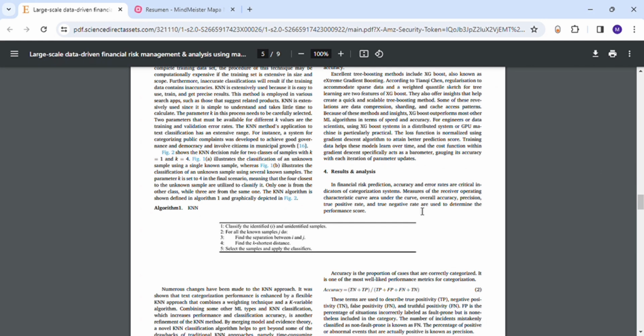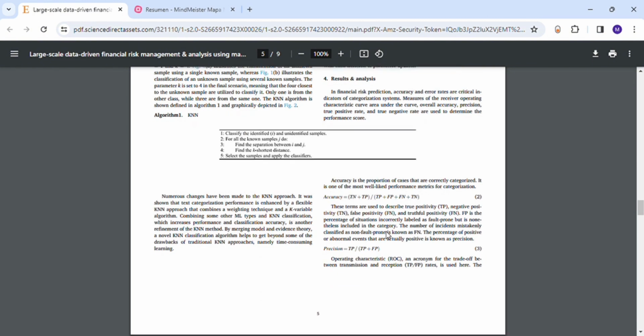Okay, results and analysis. In financial risk prediction, accuracy and error rates are critical indicators of a categorization system, measured by the receiver operating characteristic curve and the area under the curve. Overall accuracy, precision, true positive rate, and true negative rate are used to determine the performance score. Numerous changes have been made to the KNN approach.